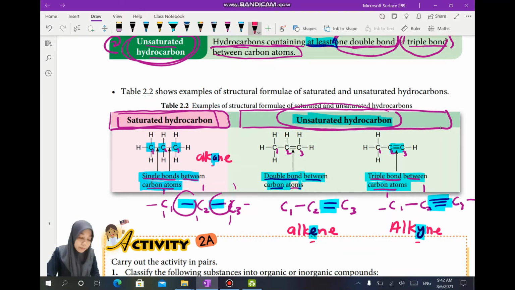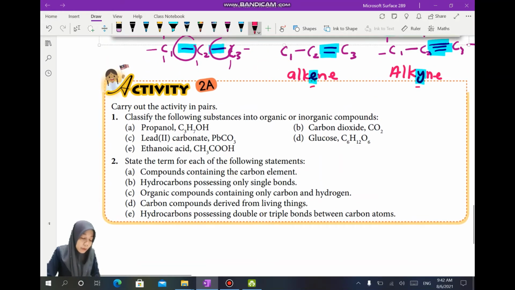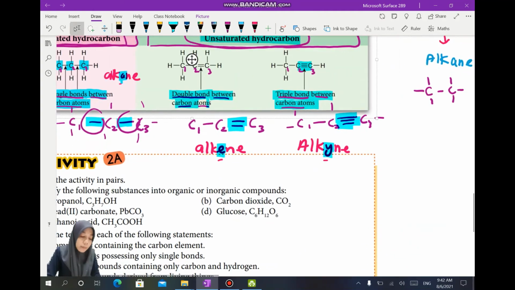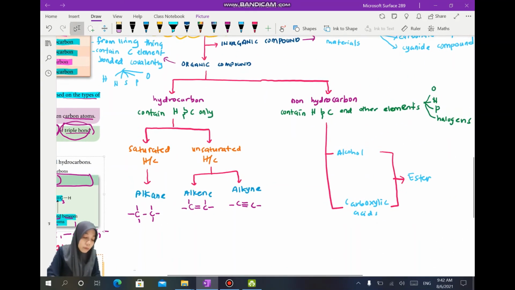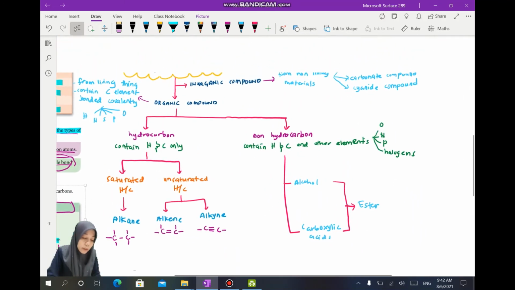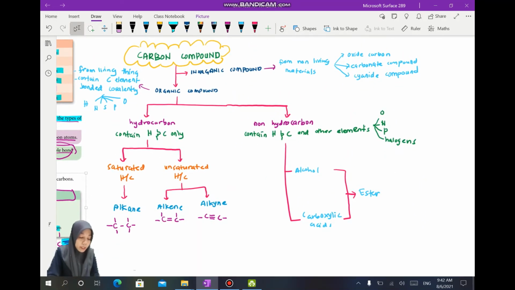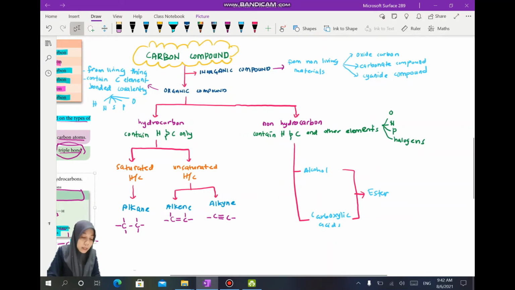Okay, boleh? Okay, and then before we continue with activity 2A, kita tengok dulu secara overallnya untuk hari ini. Sebelum kita tengok kepada latihan, tengok dulu overallnya untuk hari ini. Apa yang kita dah belajar pada hari ini?